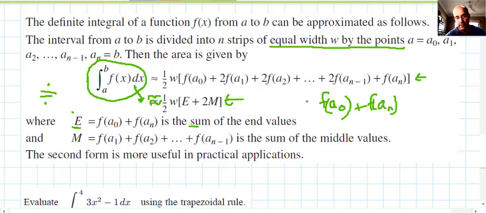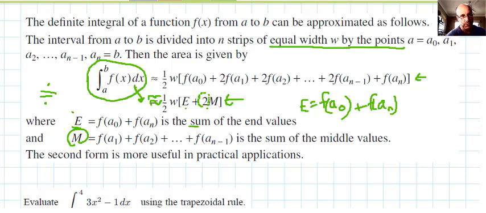Alright, so that's what E is. It's the sum of two things. And M is the sum of all the middle ones. And then once we've identified E plus M, like we saw just before, we have to double M. And then once we calculate all that, we have got our approximation for an area under a curve using the trapezium rule.